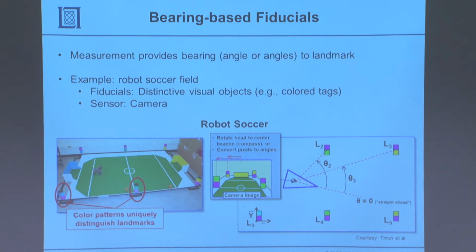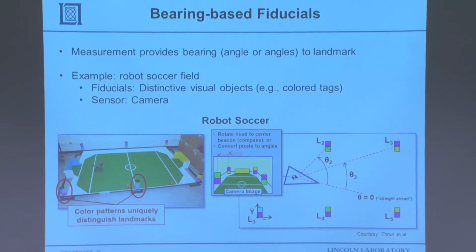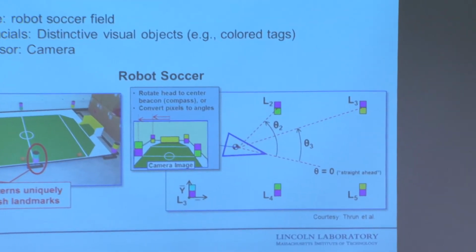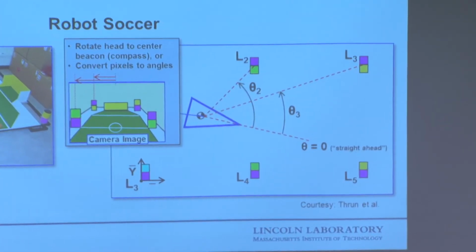And then you can use a camera to determine the bearing from your robot to each one of those fiducials. It's a relatively simple computer vision task to threshold based on color, and then you use the position of the tag inside of the image to determine the bearing to that particular tag. In the bottom right, you can see that we can measure the bearing to landmark number 3 as some theta 3, and we can measure the bearing to landmark 2 as some theta 2.